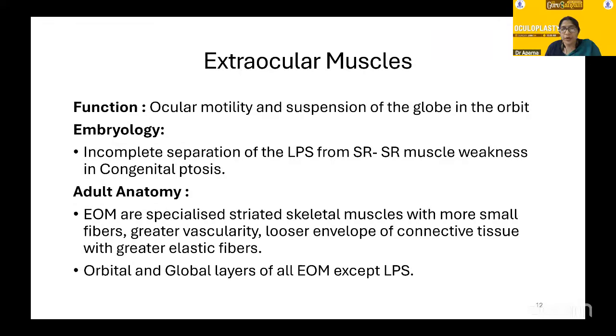In adults, the extraocular muscles are specialized striated skeletal muscles with more small fibers, greater vascularity, a looser envelope of connective tissue, and greater elastic fibers. There are orbital and global layers in all the extraocular muscles except the LPS, which has been described.